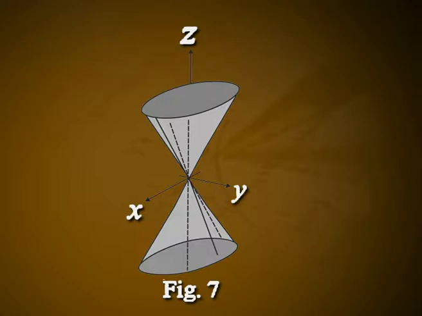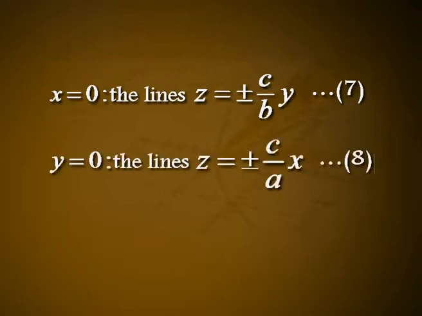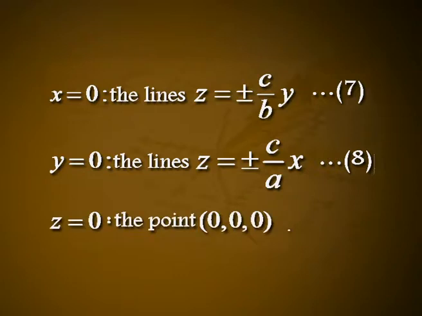See figure 7. The sections cut by the coordinate planes are: x = 0, the lines z = ±(c/b)y, equation number 7; y = 0, the lines z = ±(c/a)x, equation number 8; z = 0, the point (0, 0, 0).